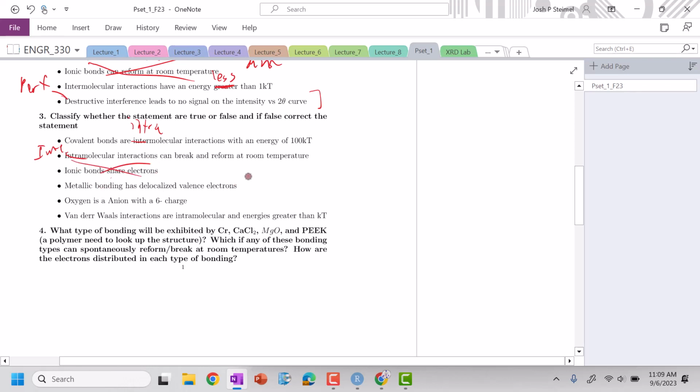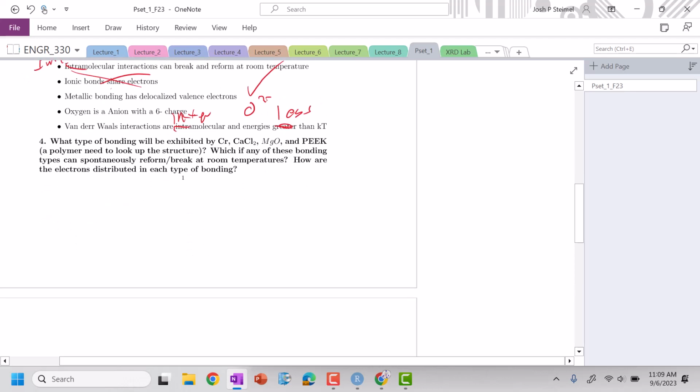Metallic bonding has delocalized electrons. Yep. Oxygen is an anion with a -6 charge. Well, it's an anion, but it's going to be basically -2 here. Van der Waals interactions are intramolecular, greater than kT. No, they're inter, less than kT. All right. What type of bonding will be exhibited by Cr? Well, that'll be metallic. Which, if any of these, can spontaneously break and reform at room temperatures? None, because, again, it's intramolecular. How are the electrons distributed? If it's metallic, they are delocalized.